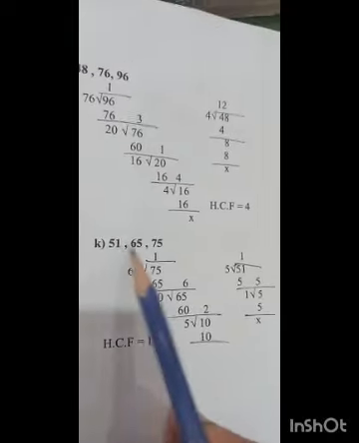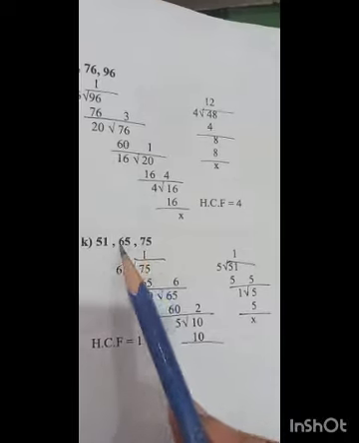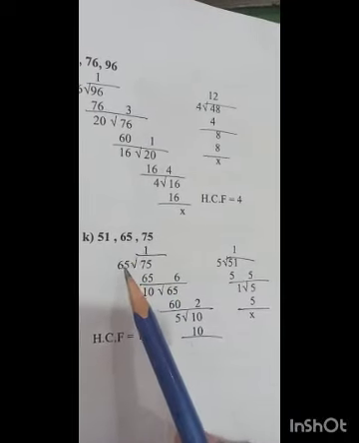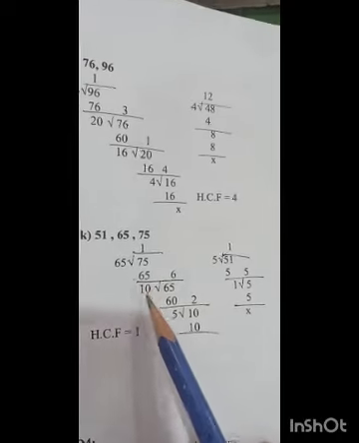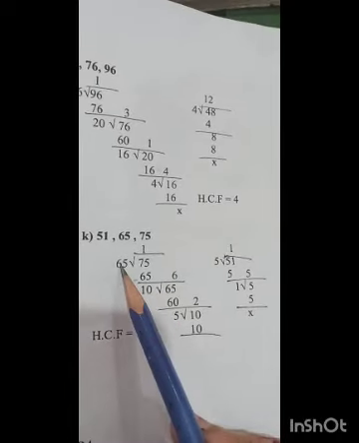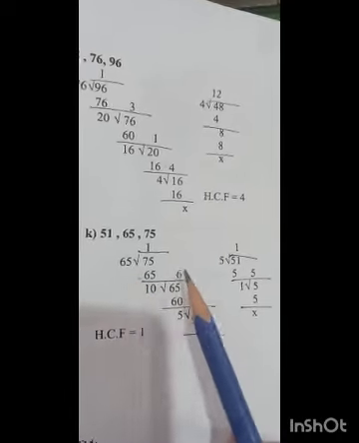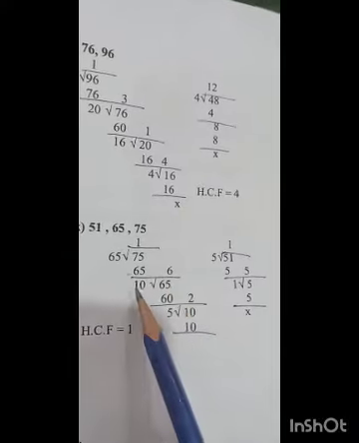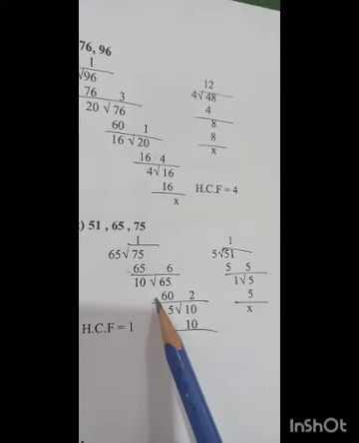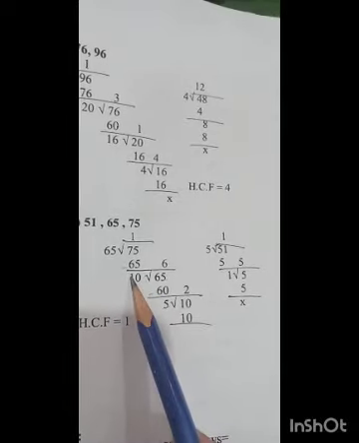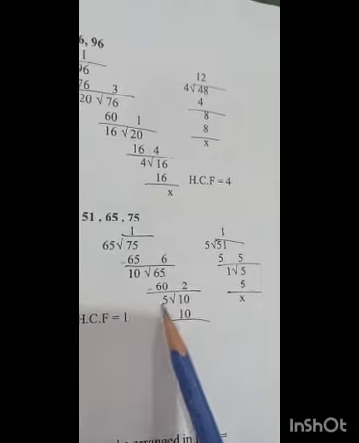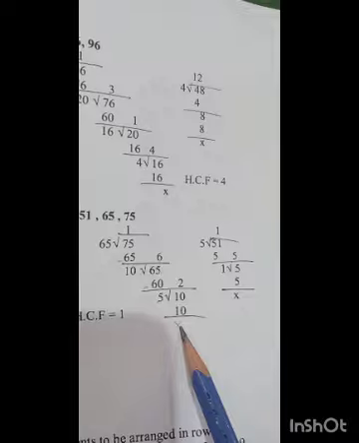Take another example. Here we take two bigger values and start dividing. 65 ones are 65, subtract them, we get 10. 10 is not divisible by 65, so 65 will become the dividend. Now 10 6s are 60, again subtract them, we get 5. 5 is smaller than 10, so 10 will be the dividend. Now 5 2s are 10, now it is completely divided.